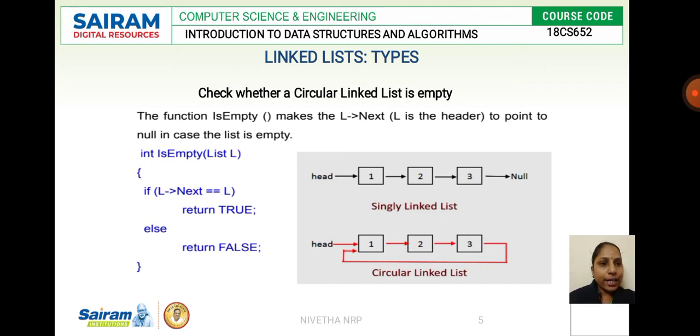Here you are going to check whether the circular linked list is empty or not. The code we use is a function to check whether it is empty: int IsEmpty. Int is the data type and IsEmpty is the function we are going to perform, where we check the list L. The condition is checked with an if statement: if L of next is equal to L, return true.